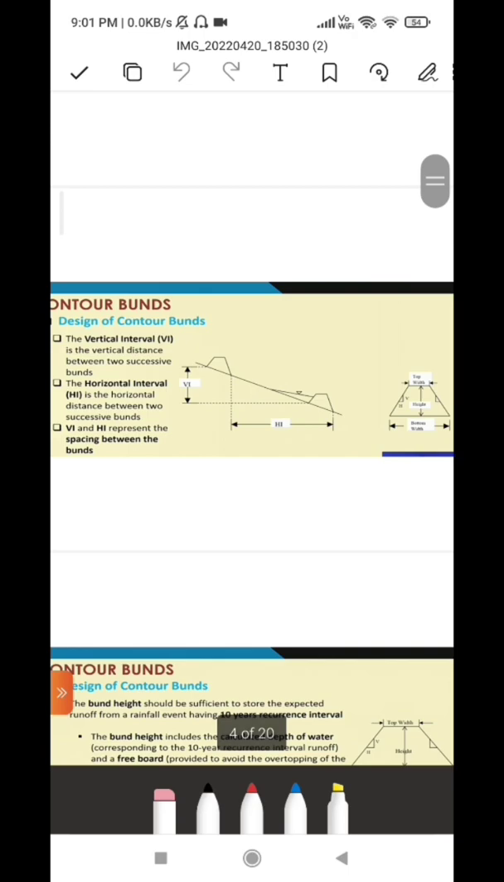The horizontal interval is the distance between two successive bunds in the horizontal direction. Depending on which toe we are taking, we can calculate the horizontal distance too. From upstream, this would be the horizontal distance, and if we are taking from downstream or from the midpoint, then too we can calculate the horizontal interval. This horizontal interval and vertical interval represent the spacing between the bunds, as we just saw.